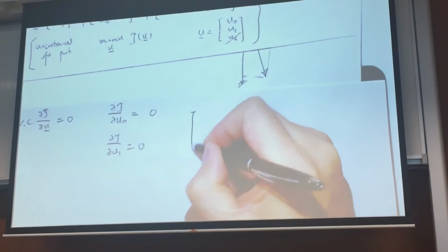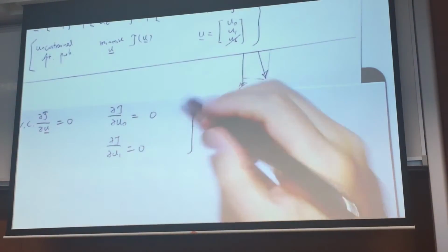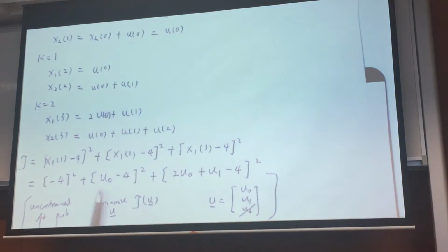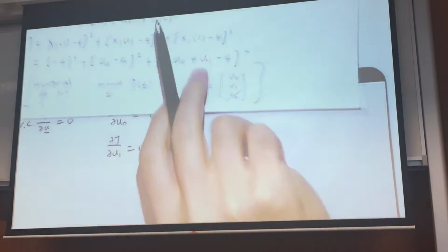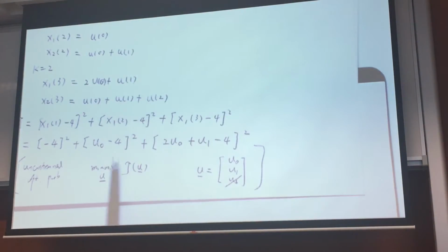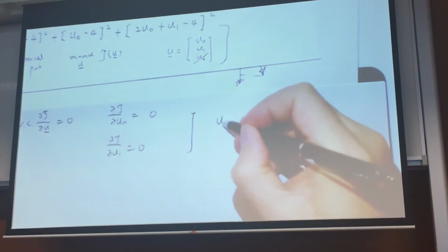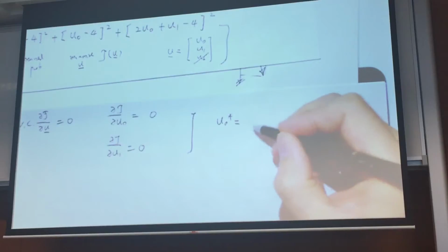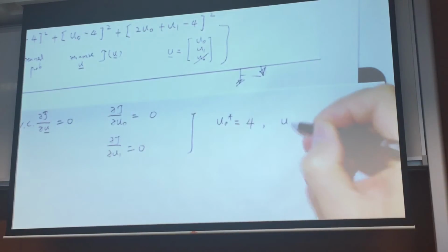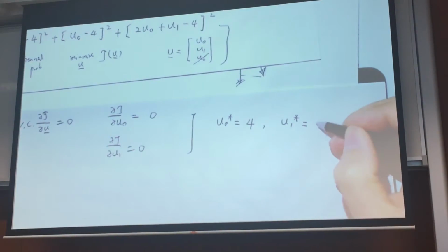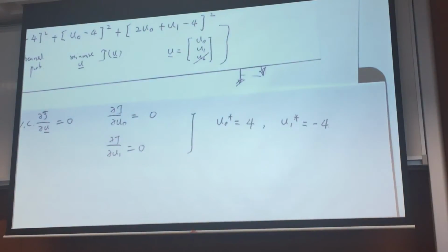If you try this, these are quite simple equations. So you calculate dJ/du0 and you calculate dJ/du1. Eventually you will get u0 star equal to 4 and u1 star equal to minus 4.